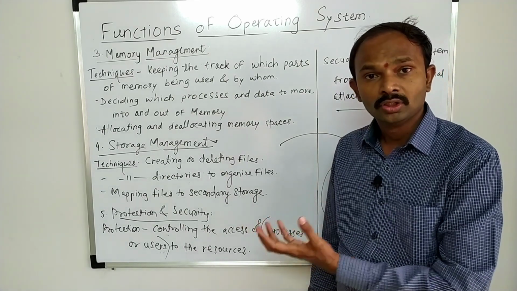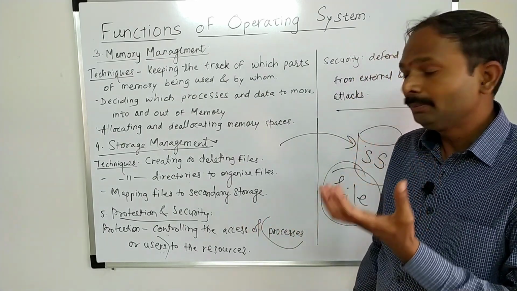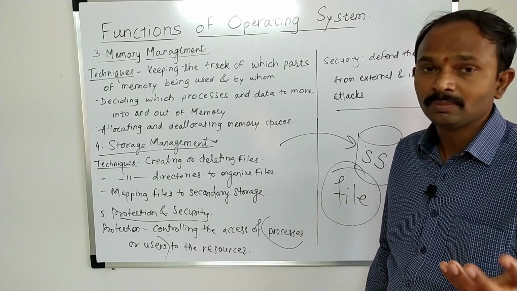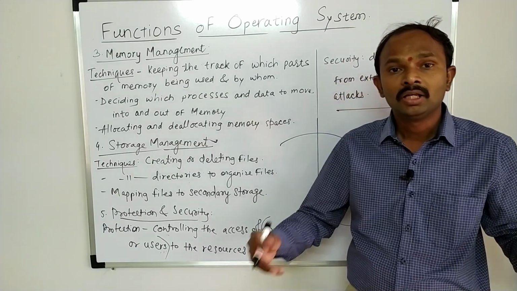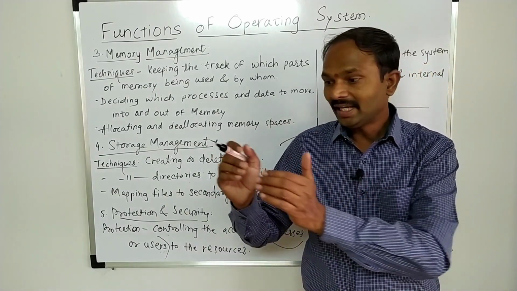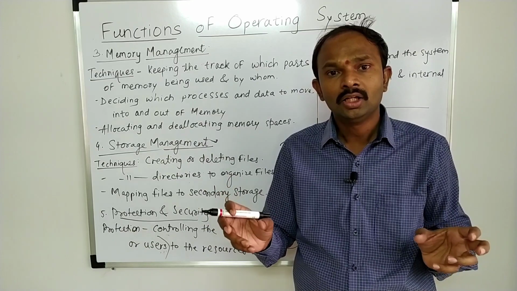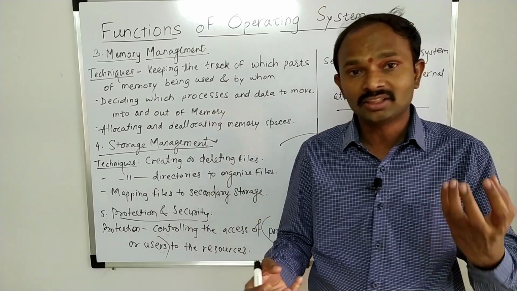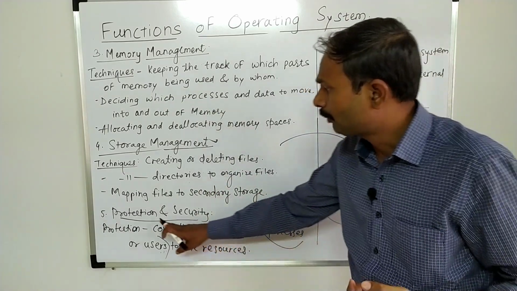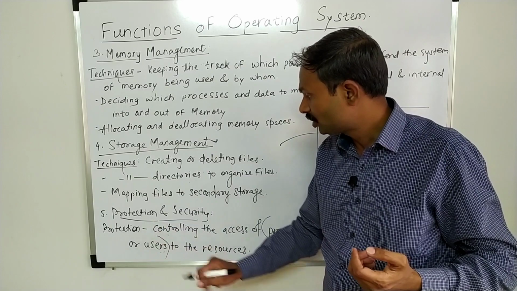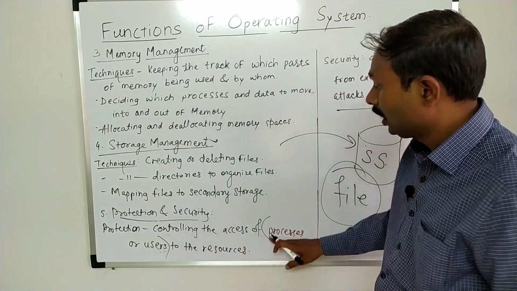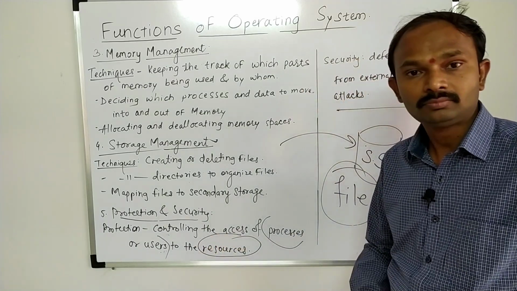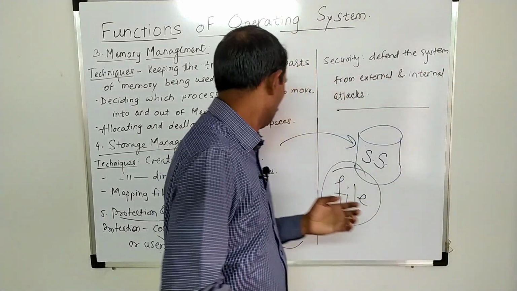That resource will be limitedly accessed by the processes or by the users, because we know that for an operating system there is a guest account and there is an administrator account. So why are these accounts there? A guest account has some limited privileges, but an administrator account has more privileges as compared to a guest account. That is what is known as protection. So it controls the access of processes or users to the resources, and that is what is known as protection.